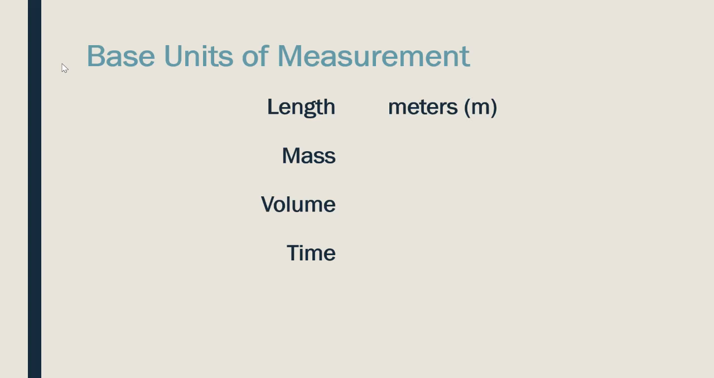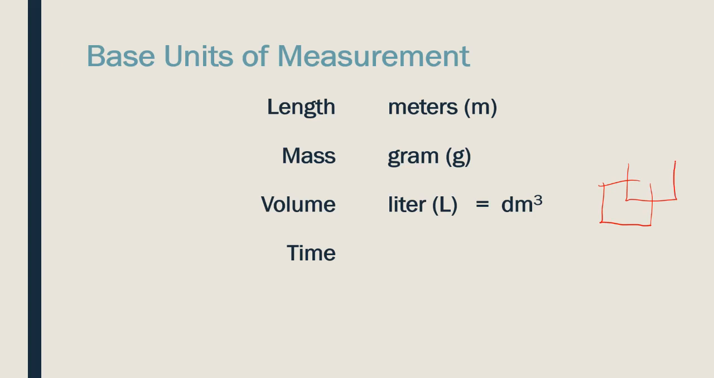a small m. If you're doing mass, you're going to do grams, which is a small g, as the base unit. If you're doing volume in the metric system, we're going to use liters, which is a capital L. And that's equal to a decimeter by a decimeter by a decimeter cube, then that's how we got a liter. So it's 1 decimeter by 1 decimeter by 1 decimeter. And then time, if we're measuring time, we use seconds.